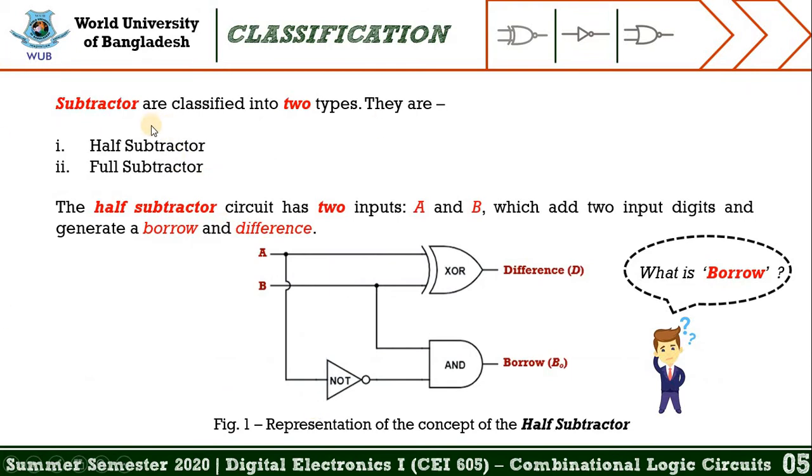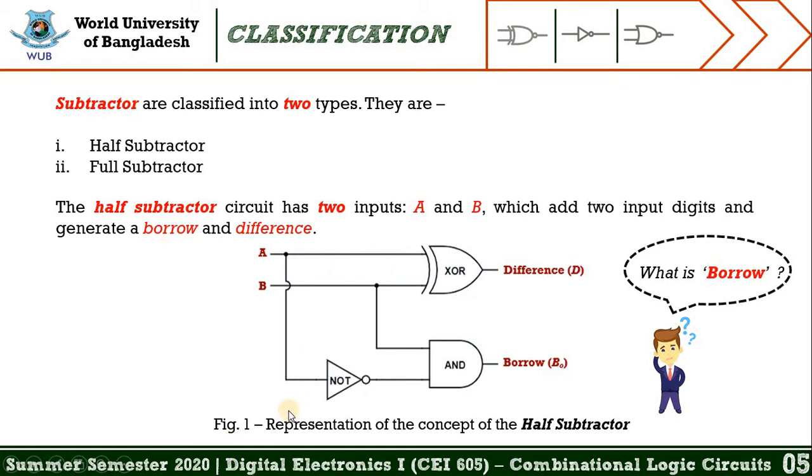Now time to learn classification of subtractor. Subtractors are classified into two types: one is half subtractor and another one is full subtractor. Now start with the concept of half subtractor. The half subtractor circuit has two inputs, capital A as well as capital B, which subtract two input digits and generate a borrow as well as a difference.